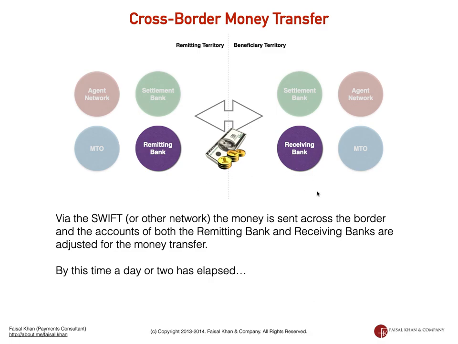Now with SWIFT GPI, they can get it in a matter of minutes. Previously, it used to take a day or two because of the time difference in the operating, follow-the-sun cycles. But now typically it arrives within the day or the same day.